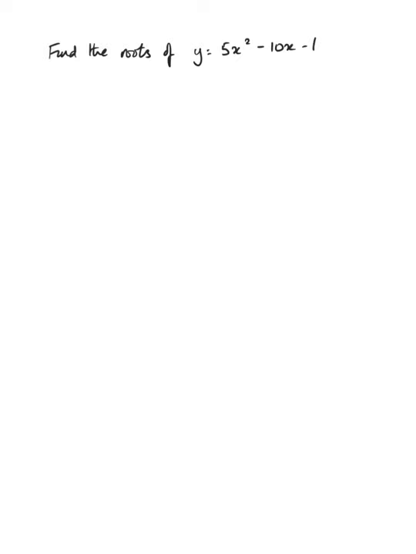So I'm going to do the same here. When it says find the roots, that's the same as saying let's let it equal 0 and solve it. So we've got 5x squared minus 10x minus 1 equals 0. A is 5, b is minus 10, and c is minus 1. And again, I'm going to substitute it into my equation. X is equal to minus b plus or minus the square root of b squared minus 4ac all over 2a.